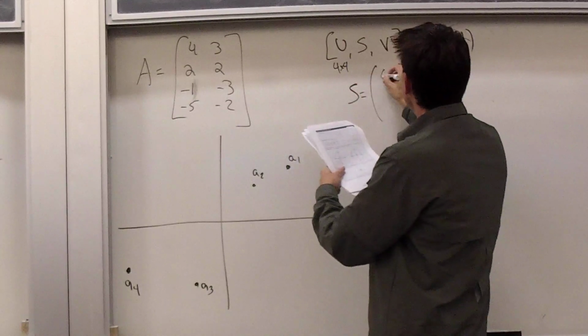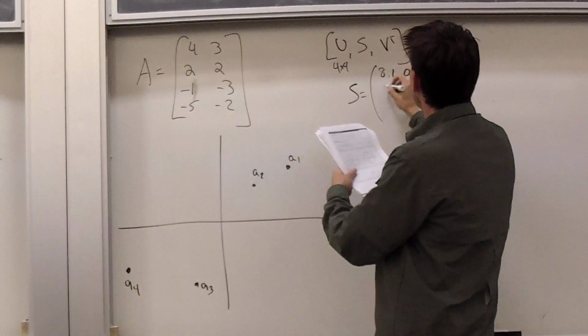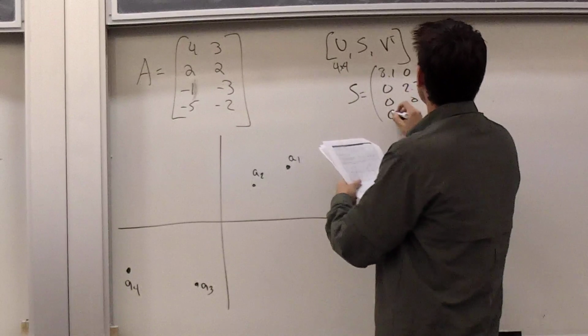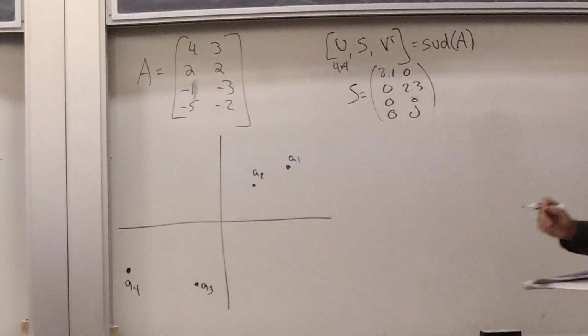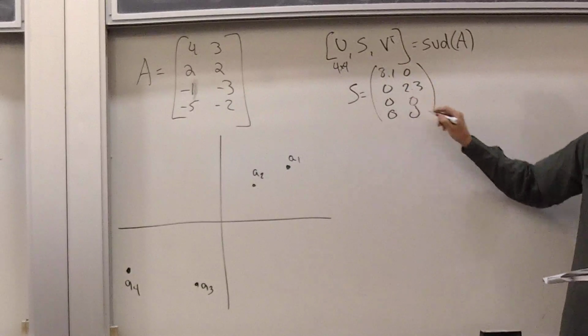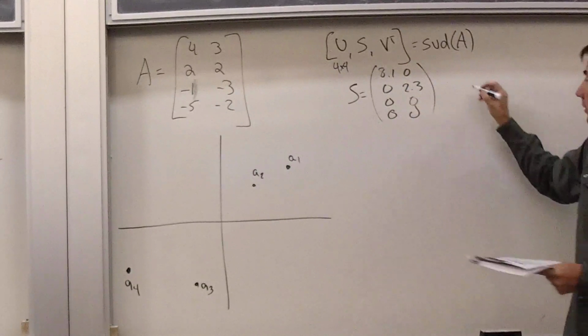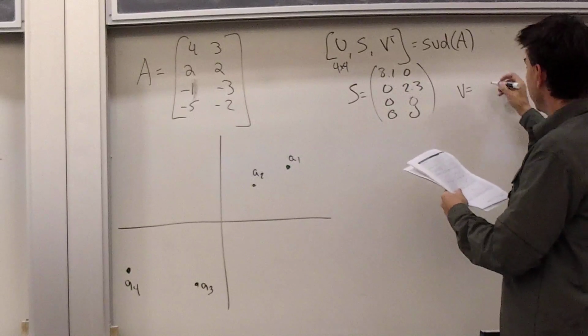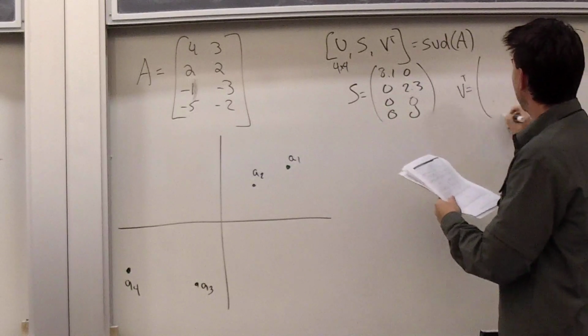S is going to be basically 8.1, 0, 0, 2.3, 0, 0, 0, 0. Right? So it's only values on the diagonal. Everything else is zeros here. And then V is going to be, let me write down V transpose.